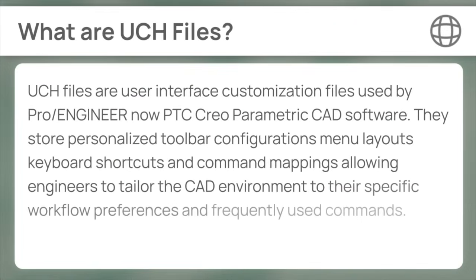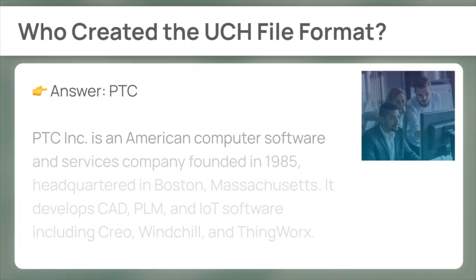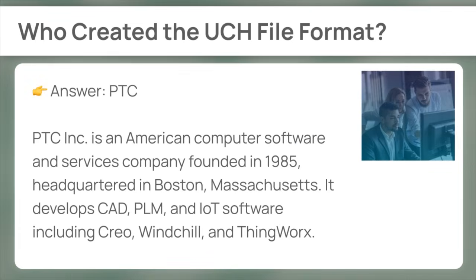UCH files are user interface customization files used by Pro/Engineer, now PTC Creo Parametric CAD software. They store personalized toolbar configurations, menu layouts, keyboard shortcuts, and command mappings, allowing engineers to tailor the CAD environment to their specific workflow preferences and frequently used commands.